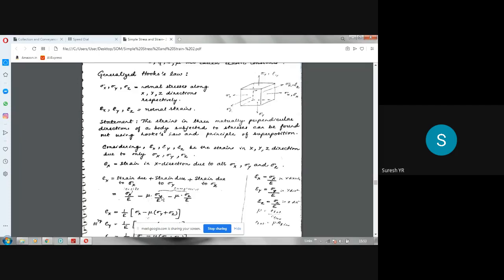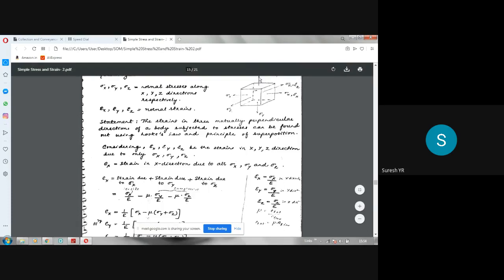What is the linear strain in that direction? In the y direction, due to sigma y. Due to sigma y, what is the linear strain in this direction? That is nothing but sigma y by E we have to take. So due to this stress, it is sigma y by E. Only thing is it should be multiplied by mu. And another thing is I have written minus here.